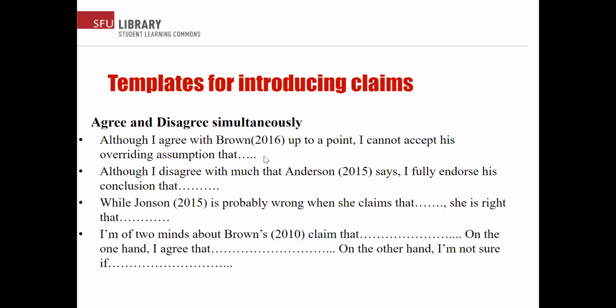You can agree and disagree simultaneously. So here you can say, for example, although I agree with Brown 2016 up to a point, I cannot accept his overriding assumption that, or although I disagree with much that Anderson 2015 says, I fully endorse his conclusion that. So again, these are good templates that help you start writing the I say section of your essay and bring in your own position and your own voice into the paper.